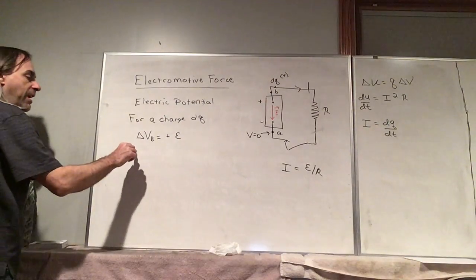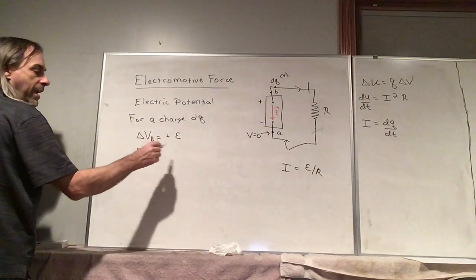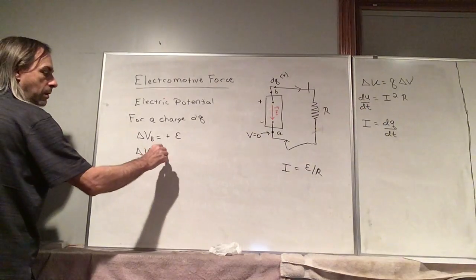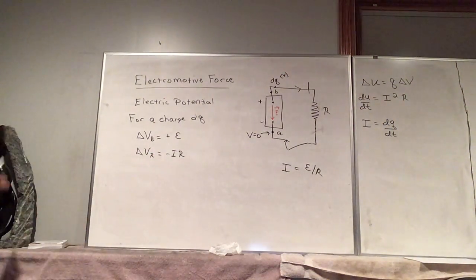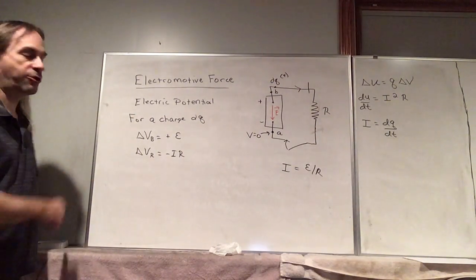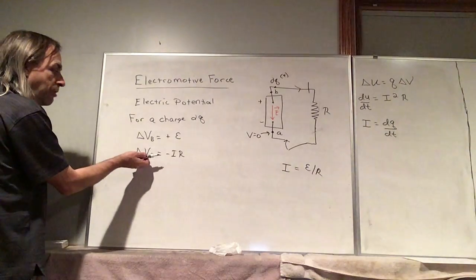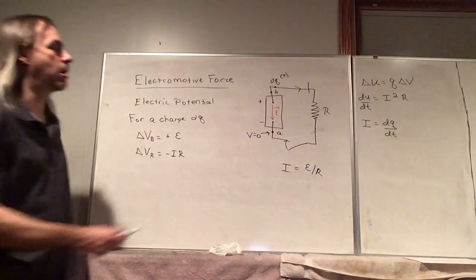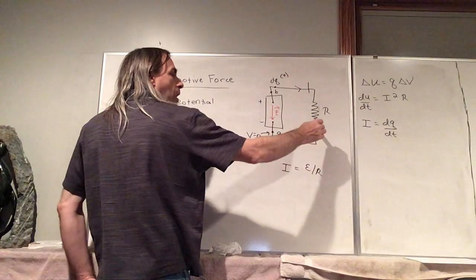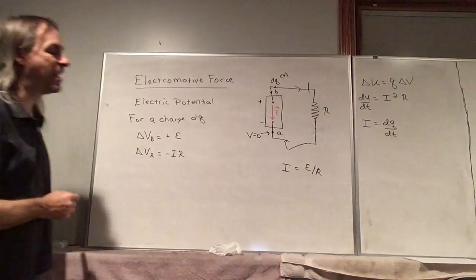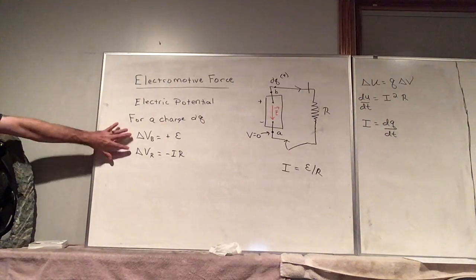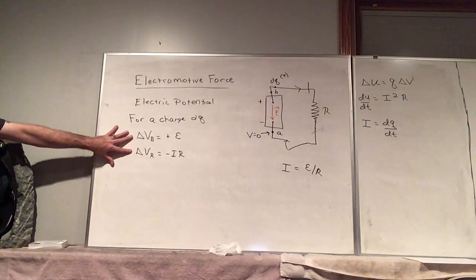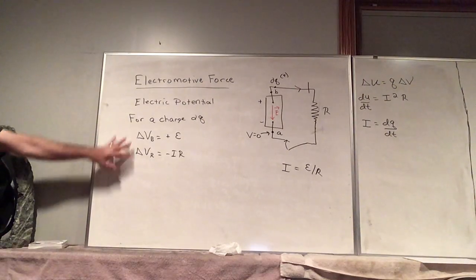And delta V for the resistor, or the potential drop across a resistor, is just IR. And so the change in potential is going to be minus IR. If we go in the direction the current's going, we're at a lower potential after going through the resistor. And so these are the only two potential changes we have in this circuit, the battery and the resistor.